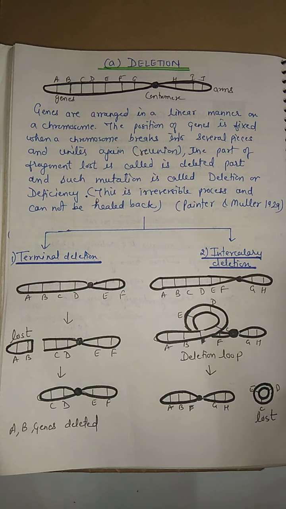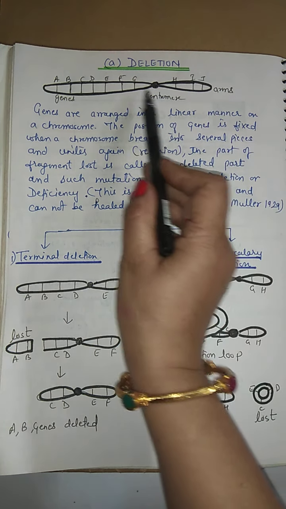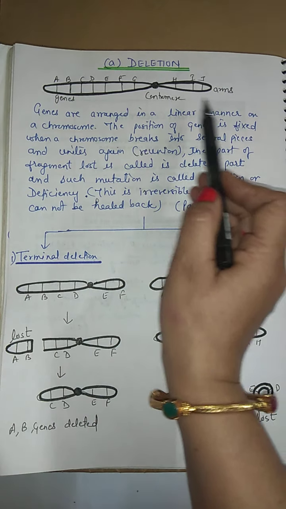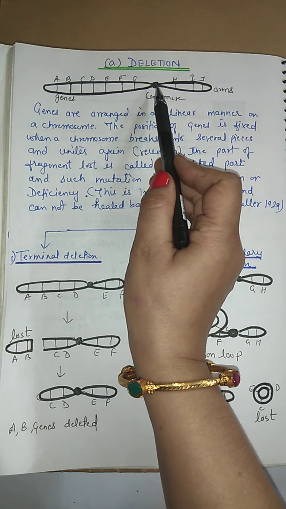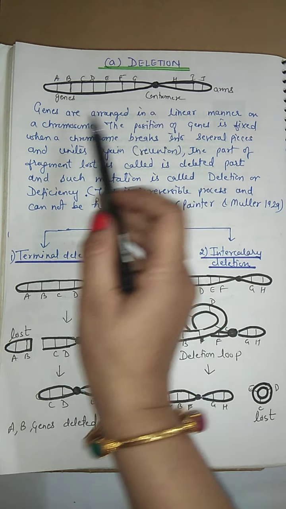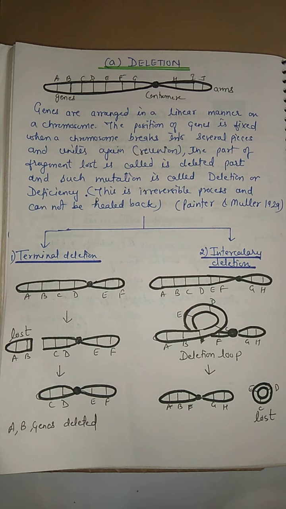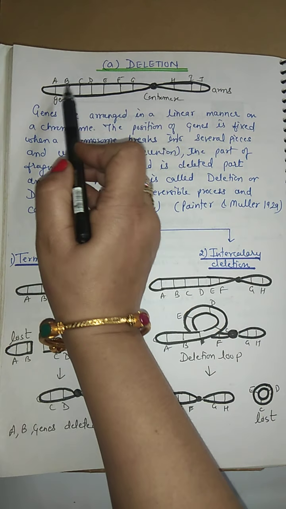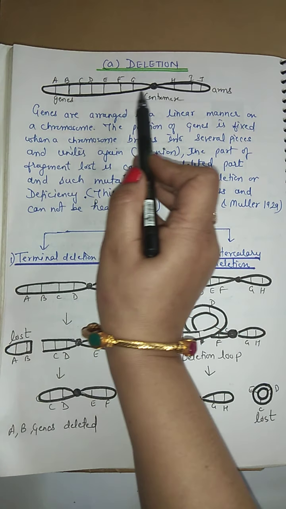Now, the first type of chromosomal mutation is called the deletion. As we can observe here, a chromosome has two arms and a central centromere. As we all know, genes are arranged in a linear manner on a chromosome. These A, B, C, D up to J are the genes arranged in a linear manner.